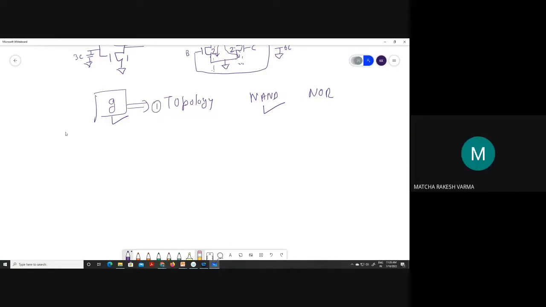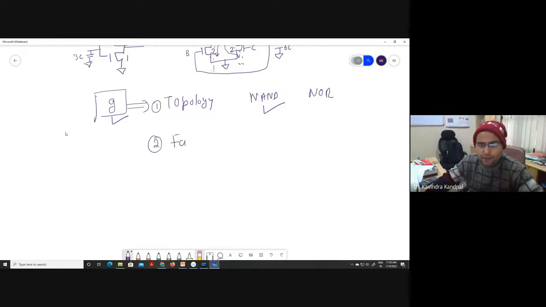Second, it depends upon the fan-in. Fan-in means number of inputs. If it is a 2-input NAND gate, 3-input NAND gate, 4-input NOR gate, or 5-input NOR gate, it is going to be different. Yes or no?